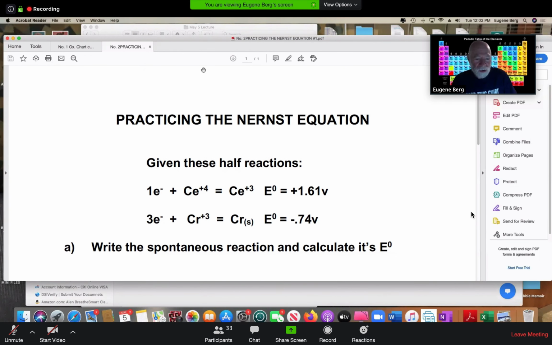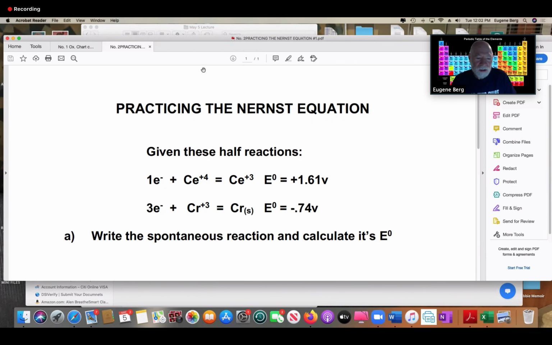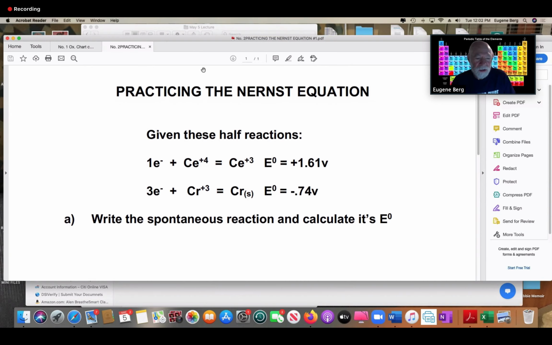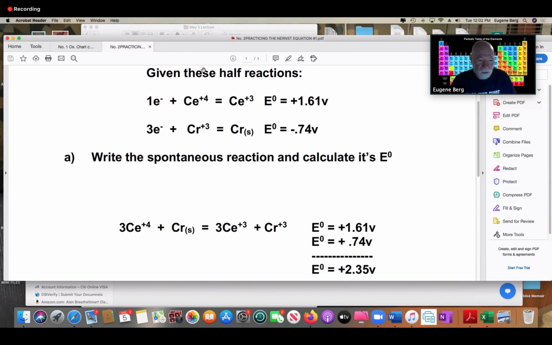So I've given you two half reactions. I want to give you a moment to see if you can write the overall spontaneous reaction. Now remember the name of the game. If you look at these two half reactions, notice they're both reduction half reactions. So obviously you're going to have to switch one around, and you always want to switch it around so you get a positive E0, because that guarantees it'll be spontaneous. Okay, and here's the result that I got when I did it.